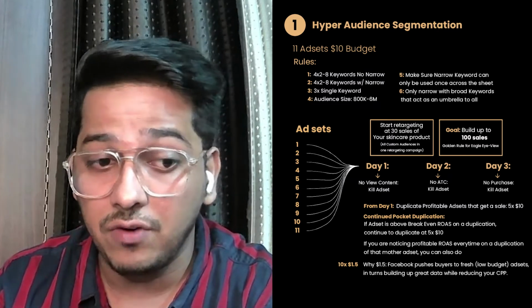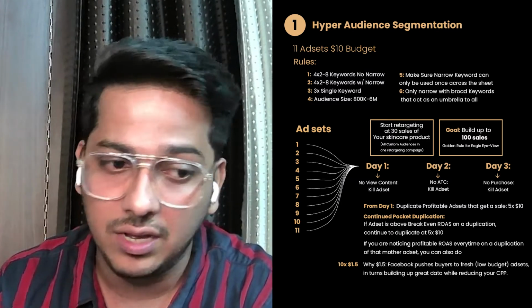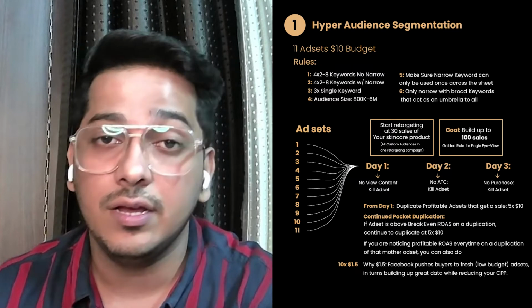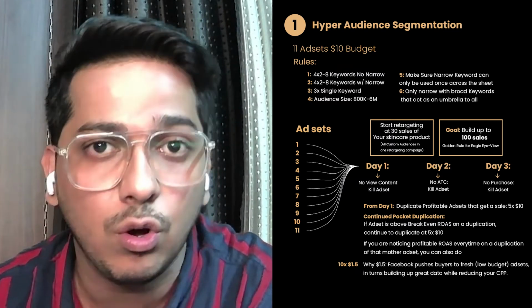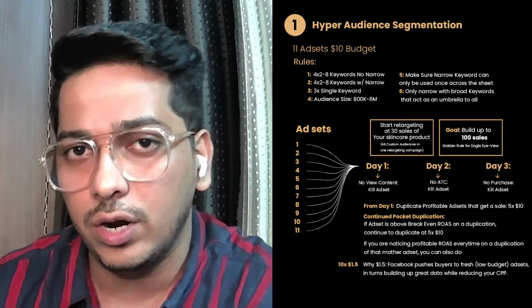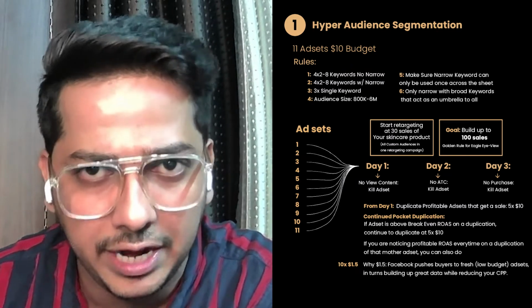If the ad set is above break-even ROAS on duplication, continue to duplicate. So in order to open more pockets of that audience, because you cannot reach a 5 million audience of people with a $10 budget. Getting my point?